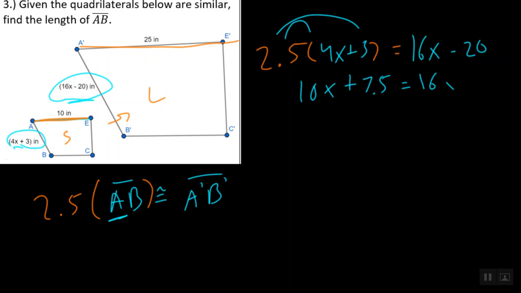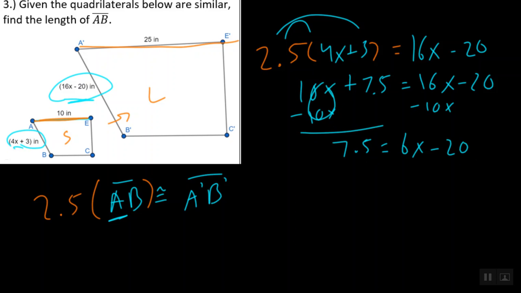Okay, and then we write our 16x minus 20. Now from here, I rushed this through last time, but ask yourself, whenever I have x's and constants on both sides, what do I want to move first? Of course you want to move the x's. And we'll move our smaller x, so minus 10x, minus 10x, and we get 7.5 is equal to 16 minus 10, which is 6x minus 20.